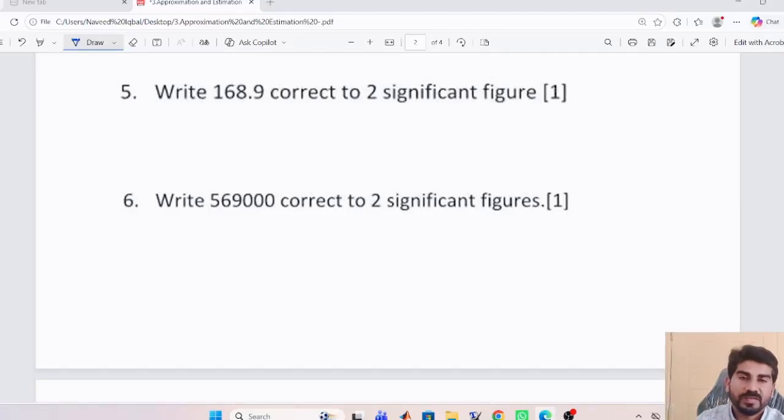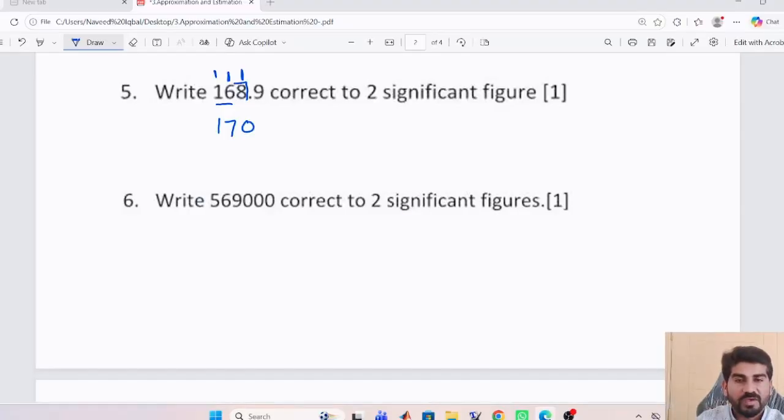Again, you can see there is 60, and this will be the first significant, this will be the second significant, and this is the third significant. And we are going to write this number up to two significant figures, and we have to check what the third significant is. It is 8. When it is greater than 5, then what we can do? We have to add 1 in the previous digit. So there will be 7 instead of 6, and there will be 0, and this will not be significant.